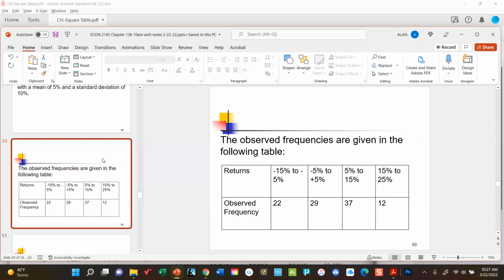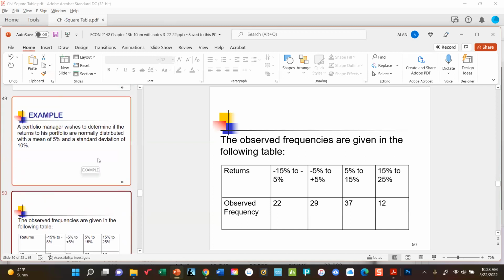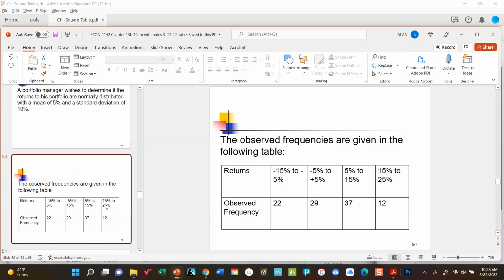Now, since the normal distribution is continuous, we cannot have individual values. We have to have ranges. That's why it's set up this way. And I've kept it simple. There's only four categories. In principle, you can have any number of categories that you like. So as you can probably guess, what we have to do now is calculate normal probabilities for these four ranges of returns, given a mean of 5% and a standard deviation of 10.